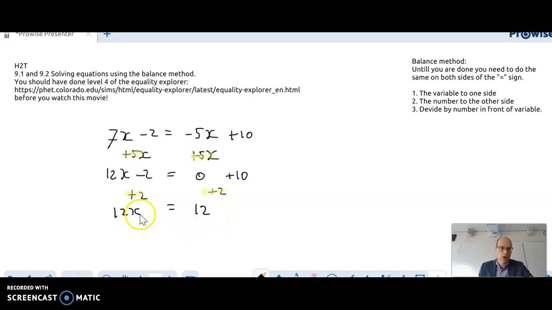And you could use the card method, but you could also simply divide by the number in front of the x. Then we have x is equal to 12 divided by 12, which is 1. After you've done that, you need to check if it's correct or not. Well, let us see. Check.